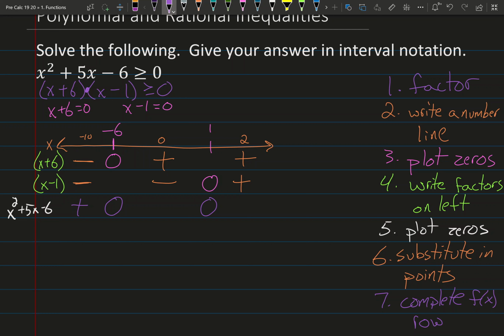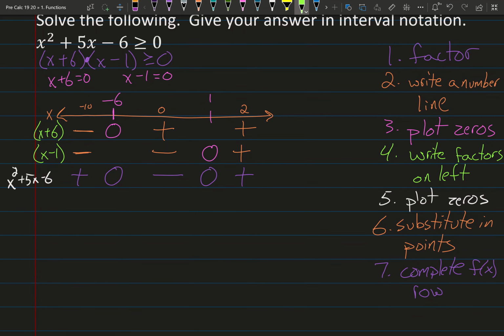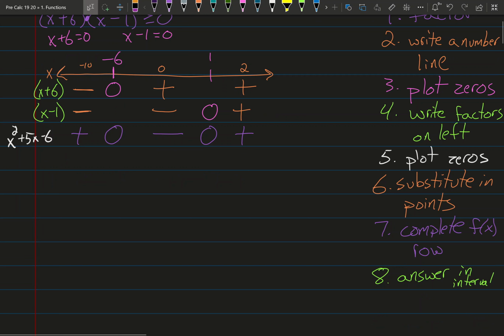Then let's figure out what's going on this interval between negative 6 and 1. A positive multiplied by a negative will give us a negative. Positive multiplied by a positive, that product is also positive. Now, I know I need to scroll down a little more. We need to answer in interval notation. This is our entire justification. We just need to finish up the problem.